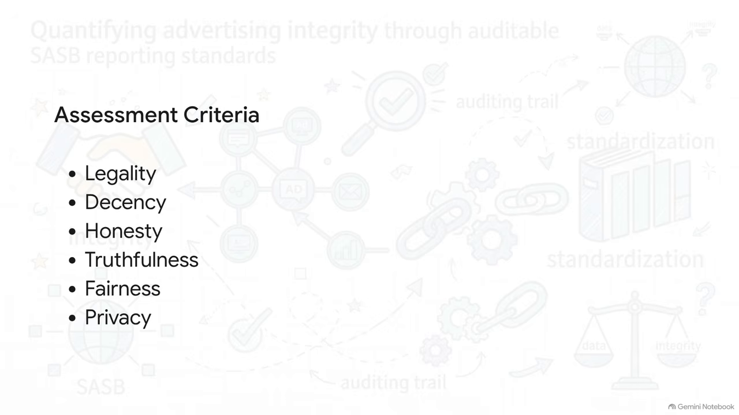Let's walk through this checklist. First up, we have legality, meaning it actually complies with the law. Decency, ensuring it doesn't violate local cultural norms. Honesty, this means the ad doesn't abuse the trust of consumers or exploit their lack of knowledge. Then there's truthfulness, making sure the content isn't misleading.